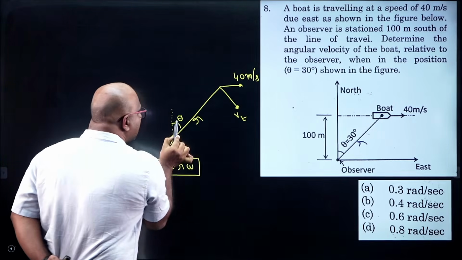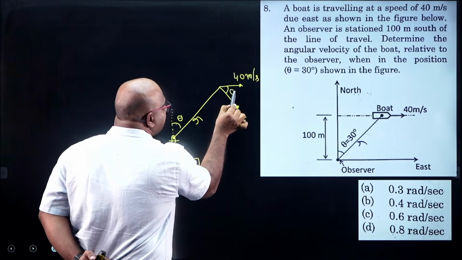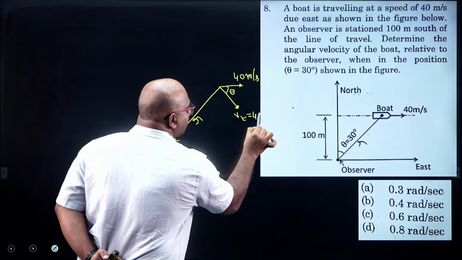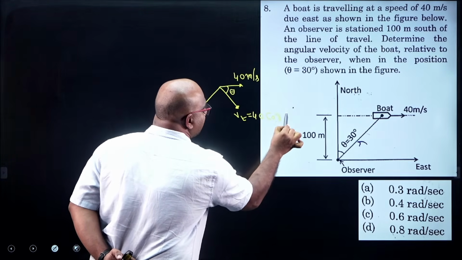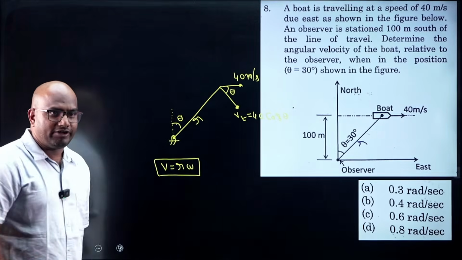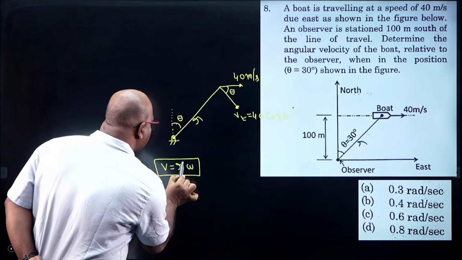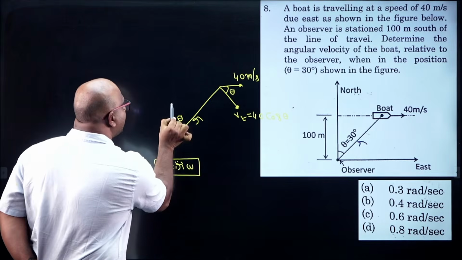How much should this be, sir? This is the theta, and this should also be theta itself. So V perpendicular equal to 40 cos theta. Am I correct or not? So I got this value. Then we are going to get R. This is the R value. How can you get this R, guys?